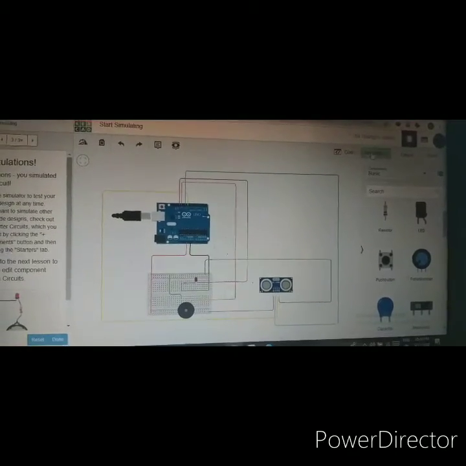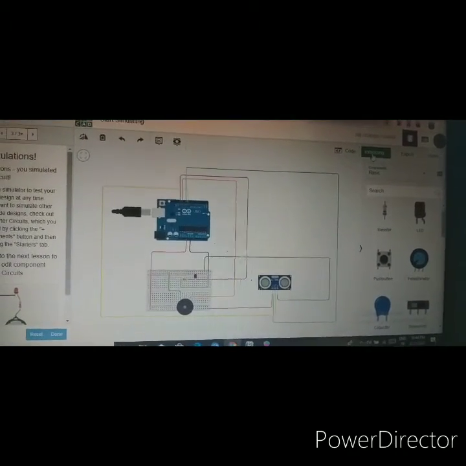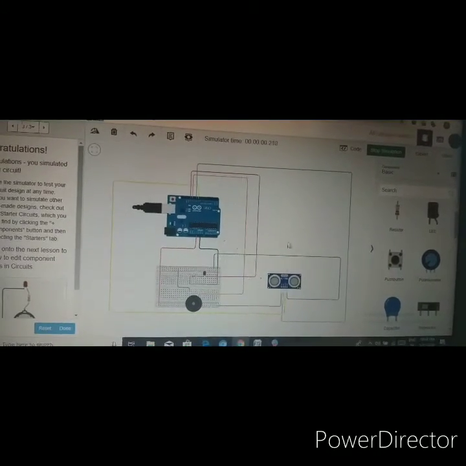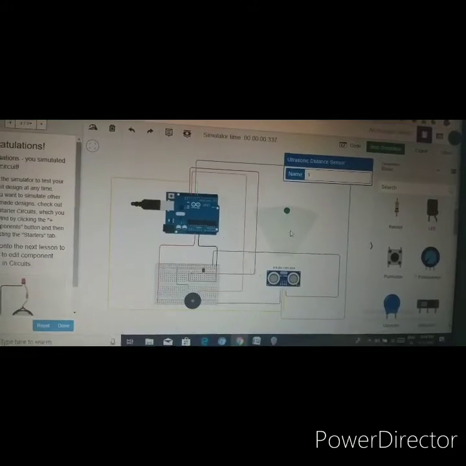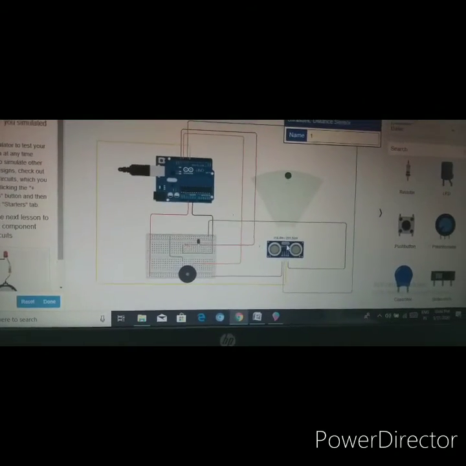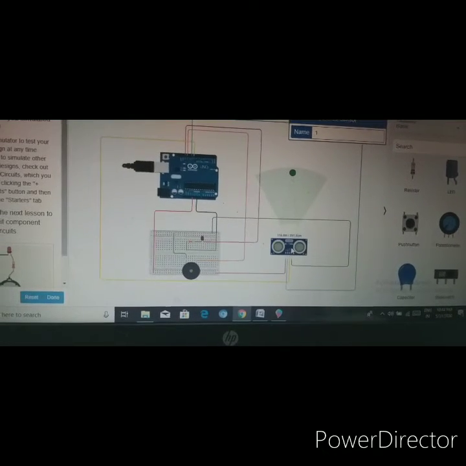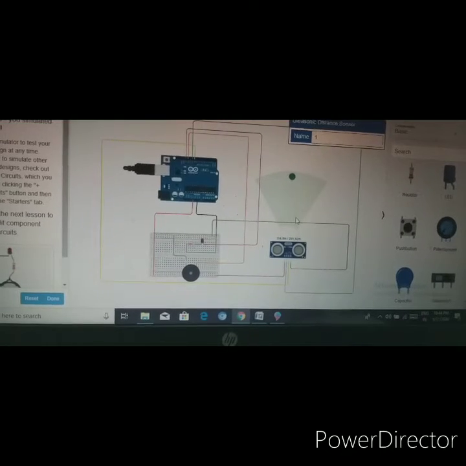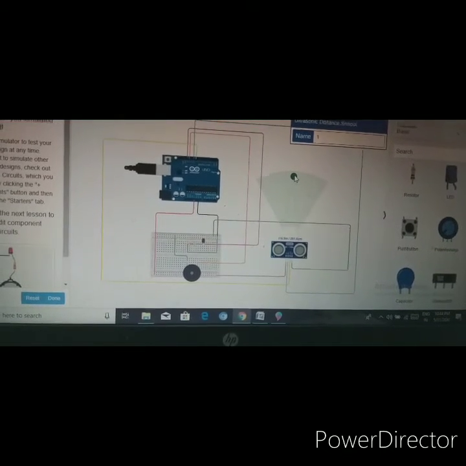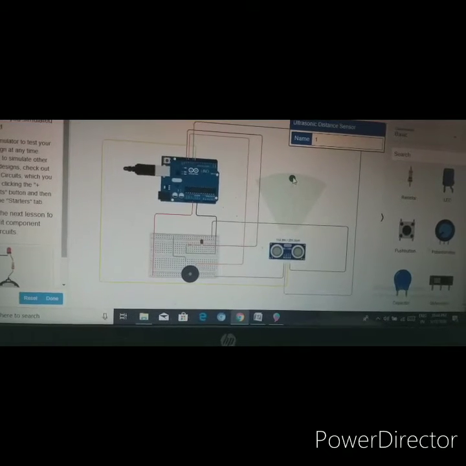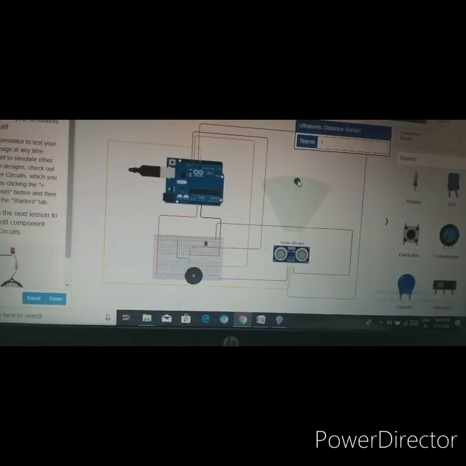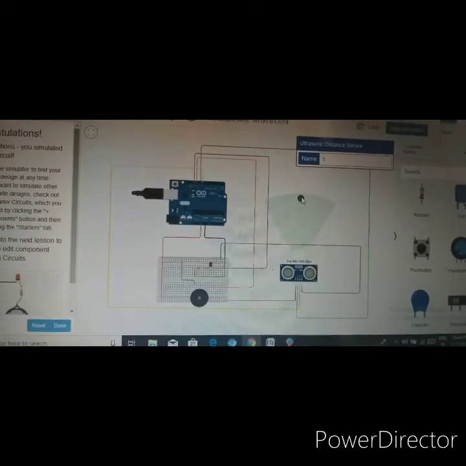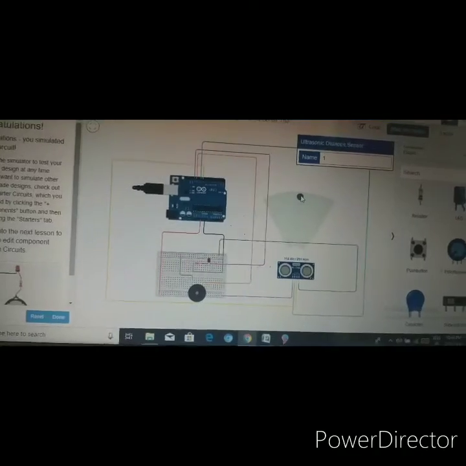So starting with the simulation part. Okay, let's see. You can see that this is a person who is at 291.5 centimeter distance from another individual or object. He is maintaining this much distance. Next, we will see that the buzzer is not beeping and the LED is not glowing.